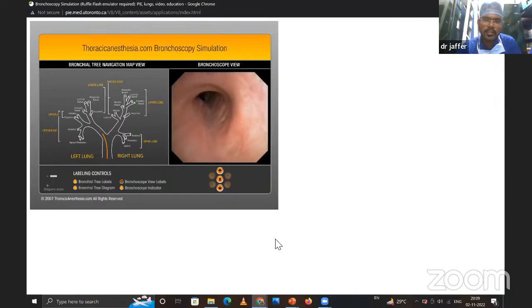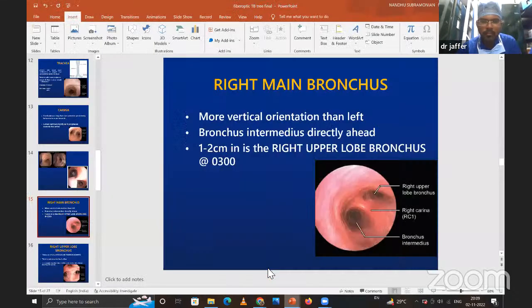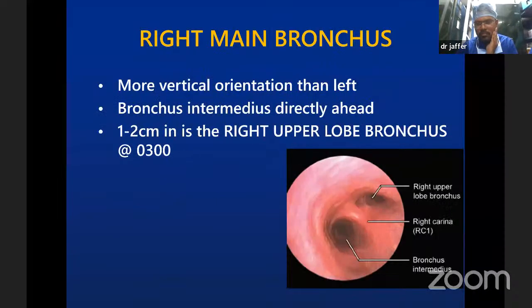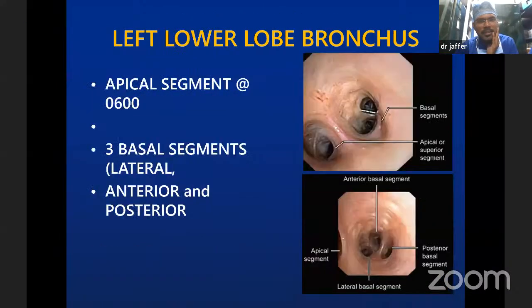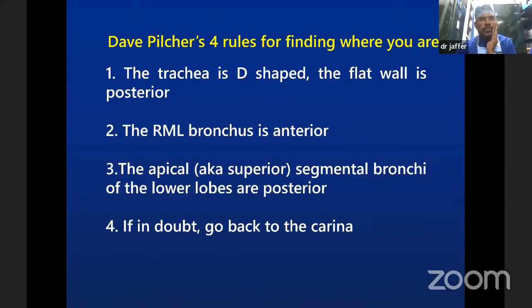So for that, Dave Pilcher has given a good definition. The trachea is D-shaped and the flat wall is posterior, and the right middle lobe bronchus is anterior, as I already told you, that is at 12 o'clock position, and the apical segment of both lower lobe bronchi will be posterior, that is at 6 o'clock position. If in doubt, always go back to the carina to check where you are.